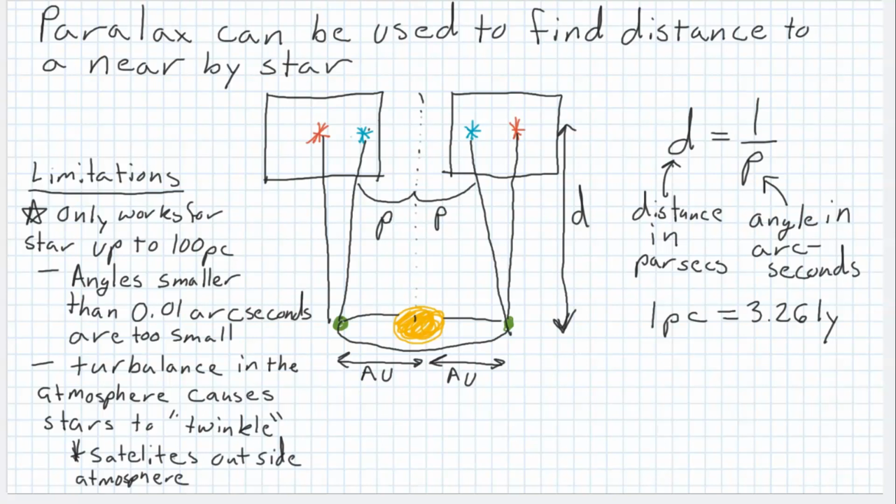Scientists have tried to put satellites outside our atmosphere so that they can make measurements using parallax without the atmospheric distortion. And so you can measure a little farther from a satellite in orbit than you can from the surface of the Earth. That's the end.